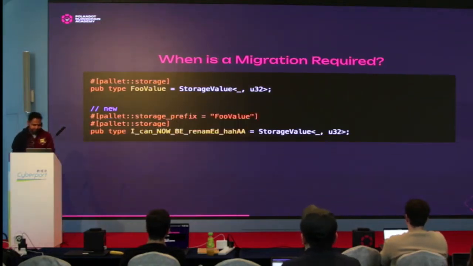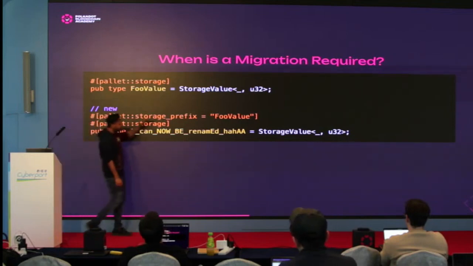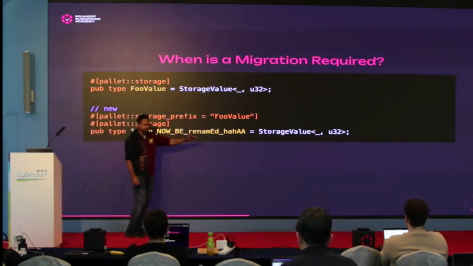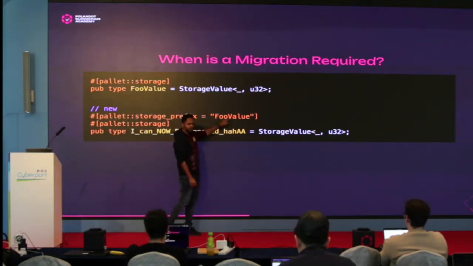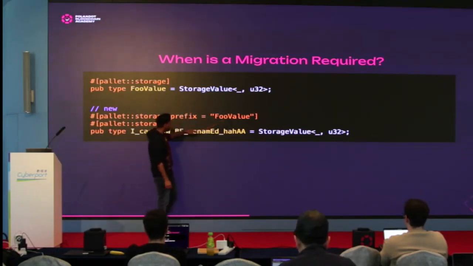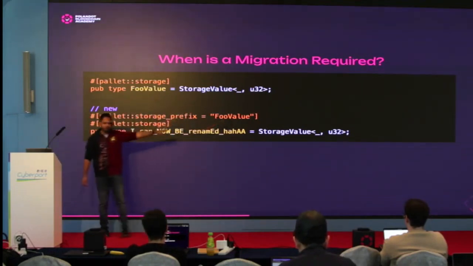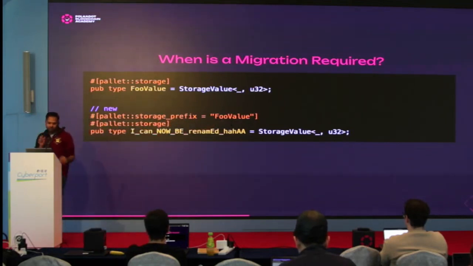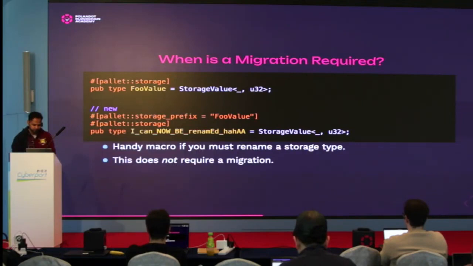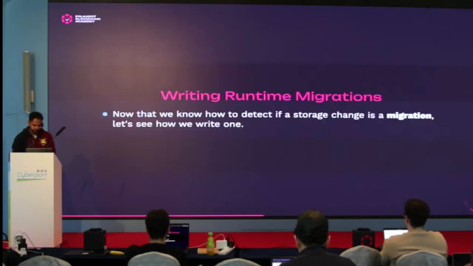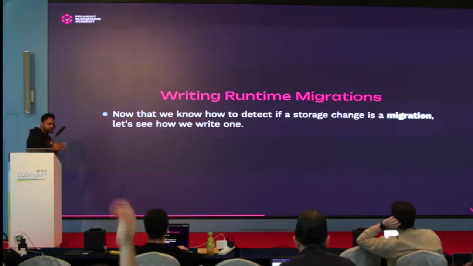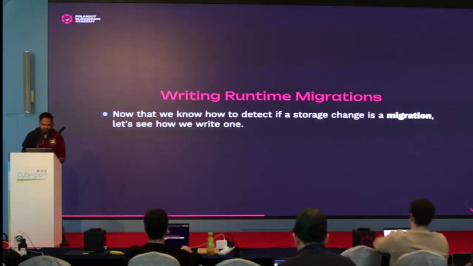So this does need migration, but there is something clever you can do. There is a macro where you can say, I don't care about this name, and just have this prefix as foo value, the old name. So in your code, you change the name, but the macros that are generated will read the key as foo value. Okay, so we know when we need to write a migration. We will see some examples in the code.